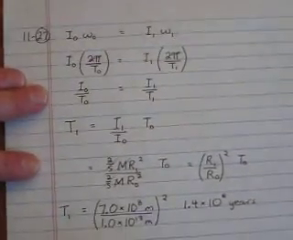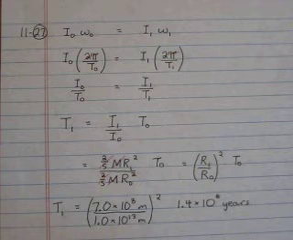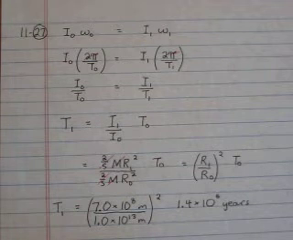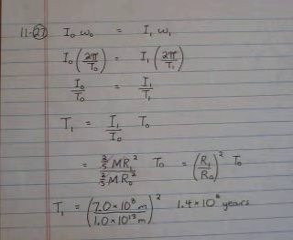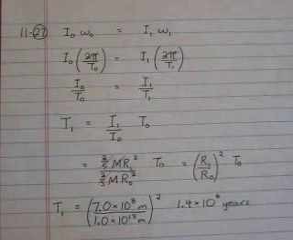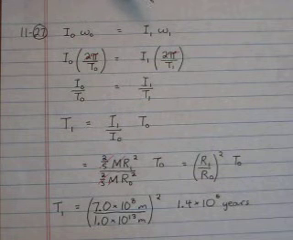Number 27. A cloud of interstellar gas collapses to form a star. Find its rotation period. Okay, conservation of angular momentum. I naught omega naught equals I1 omega 1.